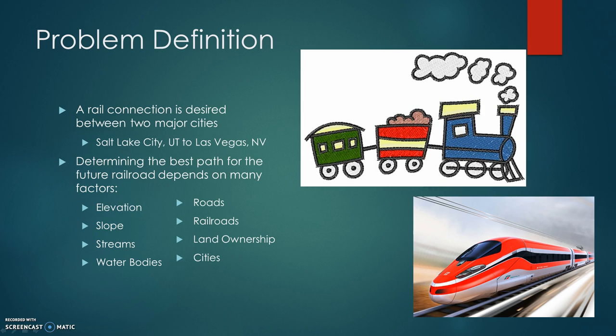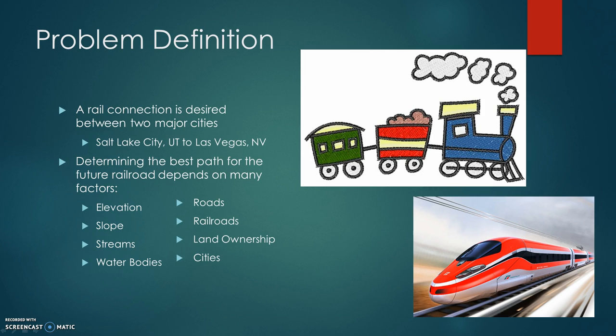The problem that was presented was to create the least cost path to install a railroad between two major cities, in this case Salt Lake City and Las Vegas, Nevada. In order to do this, we needed to take into consideration many different parameters that would affect the cost of the rail, such as elevations, slopes, existing roads and railroads, and who owned the land.